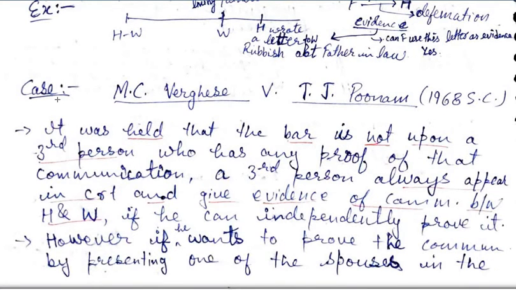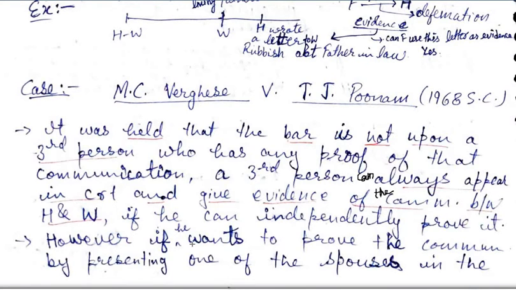तो इस पे एक केस लिख लीजिए आप. MC वर्गीज वर्सेस TJ पूनम, 1968 सुप्रीम कोर्ट. तो ये अब जो फैक्ट्स मैंने बताए, that is from this case only. Write down. It was held that the bar is not upon a third person who has any proof of that communication. A third person can always appear in the court and give evidence of the communication between husband and wife if he can independently prove that communication.